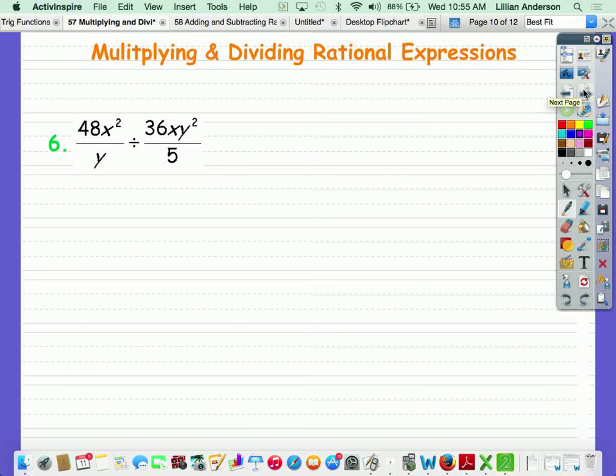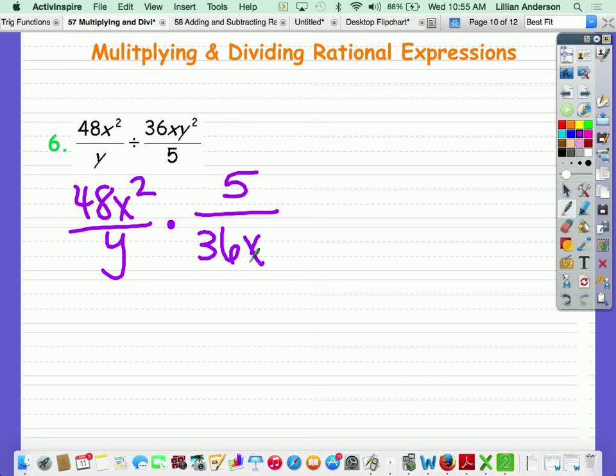Can I factor anything here? Yeah, you can take 12 out of the 12x, because it can be 4x. These are all monomials, they can't really be factored. So, I go to my keep, change, flip. Keep my first. Change to what? Multiplication. And then it becomes 5/36 xy squared.